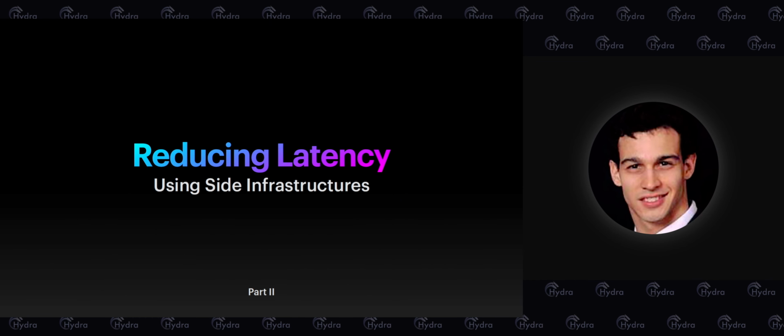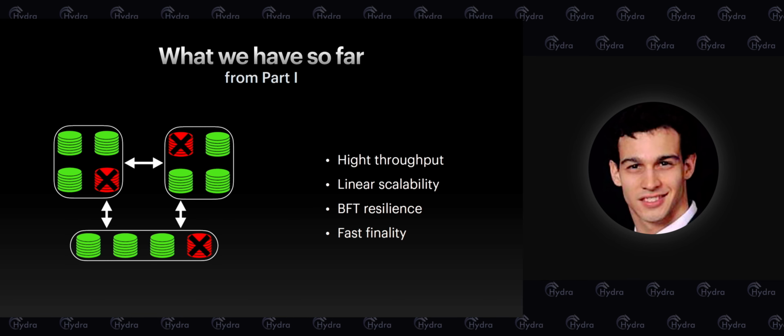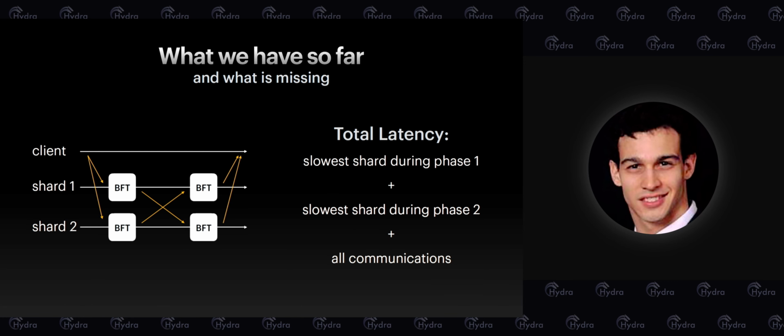Absolutely. So we are now at part 2: reducing latency. So this is a different story. We say, well, now we have a system. Let's try to use a side infrastructure in order to reduce latency there. So this is what we have from part 1. We have a sharded system that has linear scalability, high throughput, BFT resilience, and fairly fast finality as well.